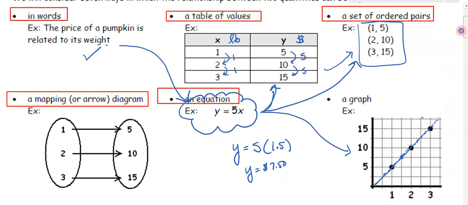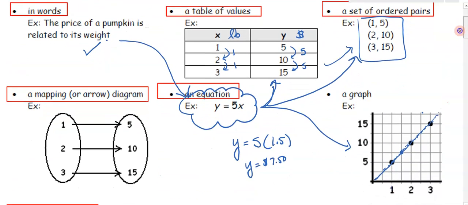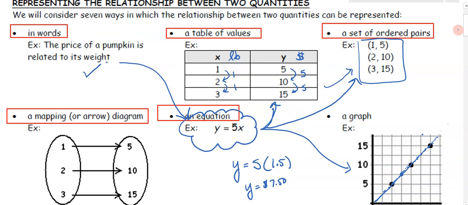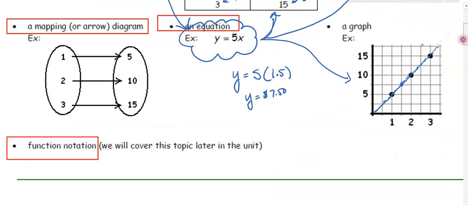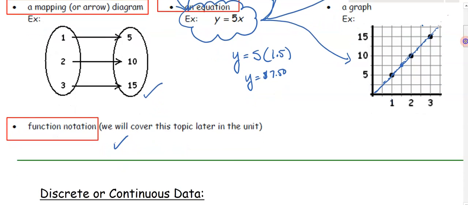Okay, so there's lots of different ways to show the relationship between two quantities. Words, table of values, ordered pairs, equation, graph. There's even a couple we're going to talk about a little later in this chapter, mapping and function notation. We'll look at those later.